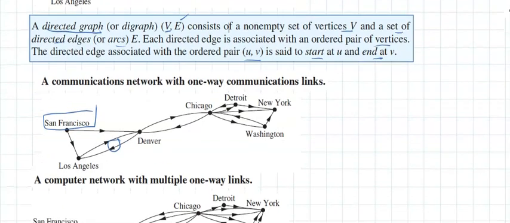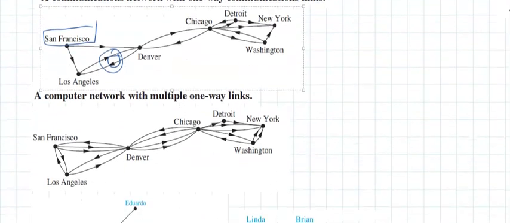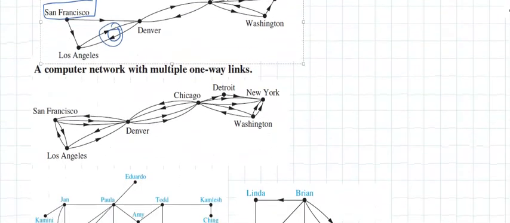So it seems in Denver, I could go back and forth between them and LA, but I can only go from San Francisco to Denver. I can't go back from Denver to LA because there's no direction back. And that turns out to be extremely important for multiple applications. I don't need to tell you how that works. This is a computer network.